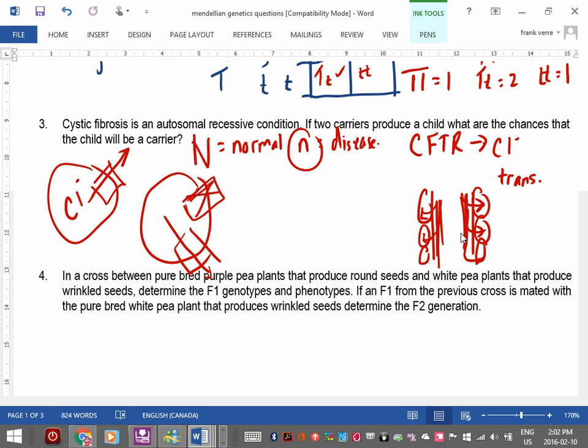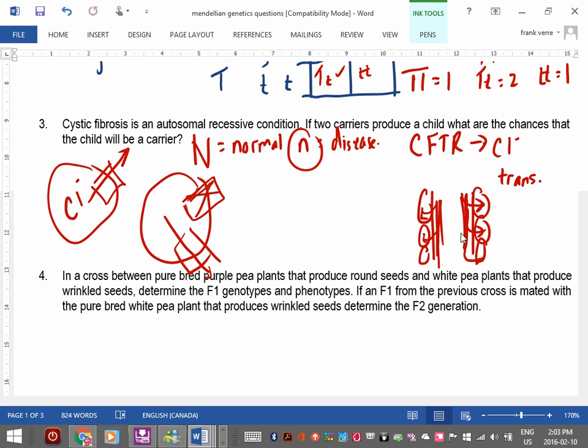Now, there are medications that can help deal with this. So the reason why this is recessive is because for you to get the disease, you have to have 2 bad copies. Okay? 1 bad copy is not enough to give you the disease, because having 50% of normal transporters is good enough for you to avoid the disease.